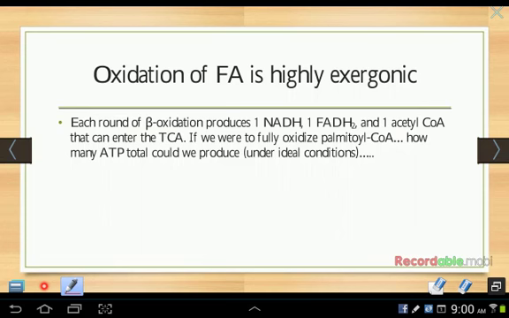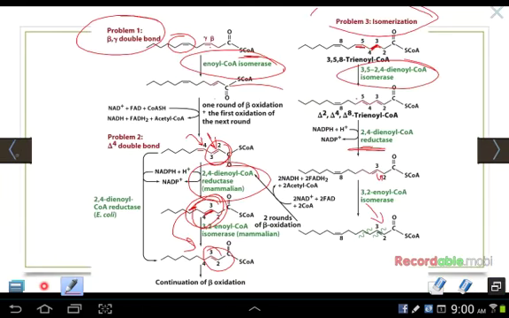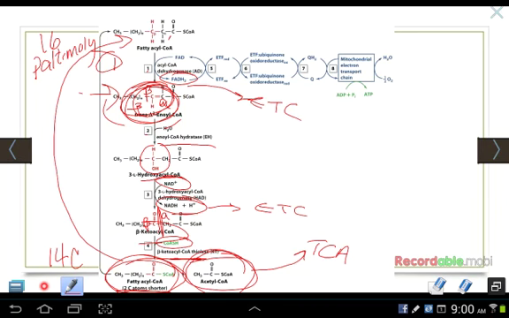All right. So the oxidation of fatty acids is highly exergonic. So if we think about this, if you go back, remember each round of beta oxidation produces 1 NADH, 1 FADH2, and 1 acetyl-CoA. So let's go back and look at where those come from. And this is a little messy. Let's erase this page.